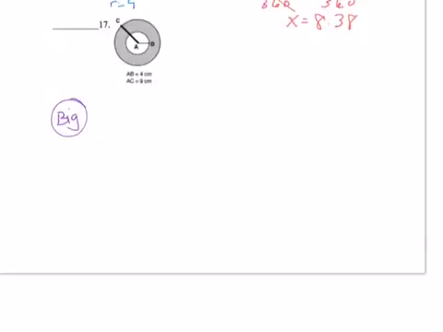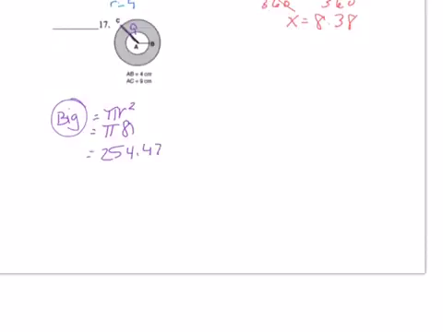I'll write big in there. And it's pi r squared is my formula, so pi times the length from A to C, which is 9. So 9 squared is 81. So I'm just going to say 81 pi. And when I figure that out, it equals 254 and 47/100.